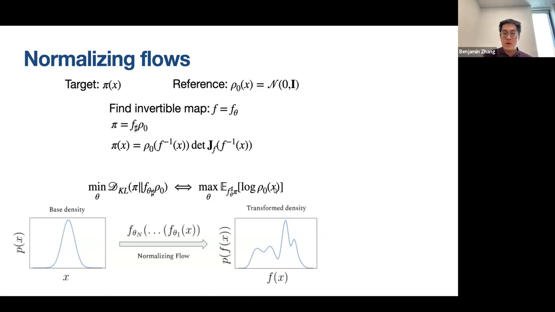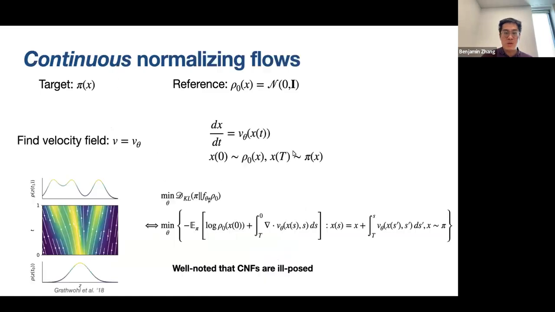But you can also do this in the continuous sense with an ODE. So instead of finding a map, you're trying to find a flow that will flow your normal distribution to your target. And this is the very standard setup of normalizing flows. If you write out min KL divergence between pi and f push forward rho, you can actually compute the log likelihood by integrating a certain term, basically the divergence of the velocity field, along the path.